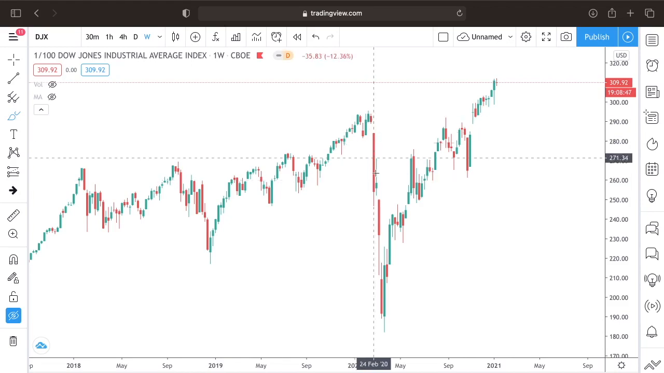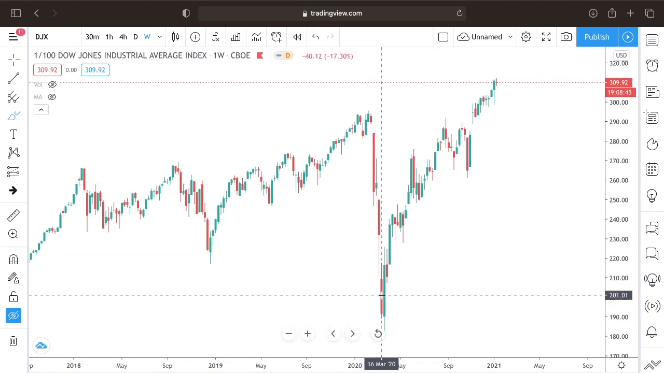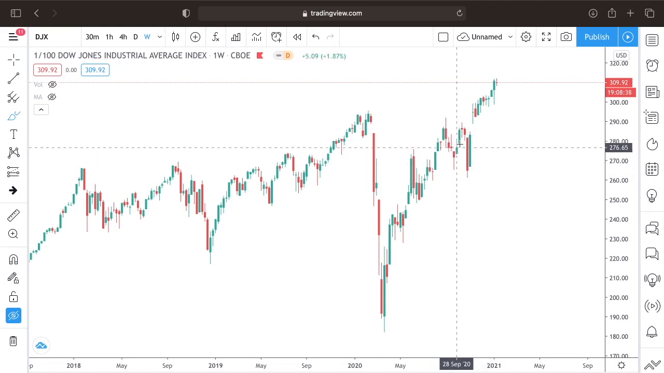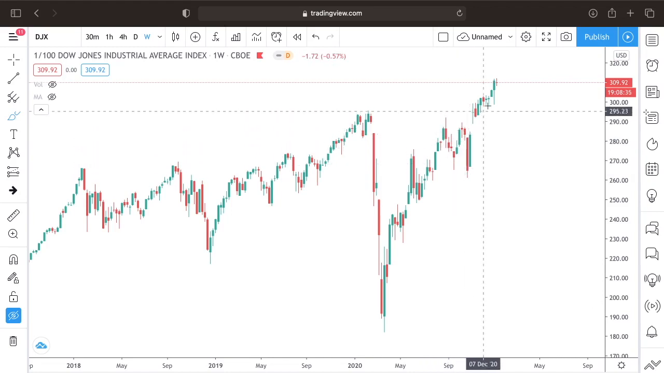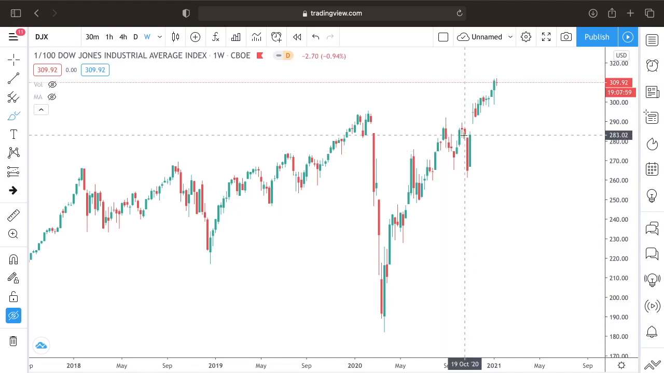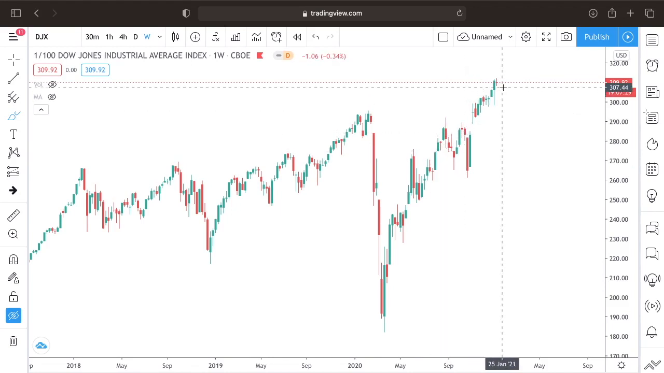We had this very fast and steep decline of prices due to the pandemic, and then an equally fast recovery of prices, and then we had a small base over here before prices broke to the upside and continued its rally. The base formed by the Dow Jones on the price chart sets the foundation for prices to move ahead.